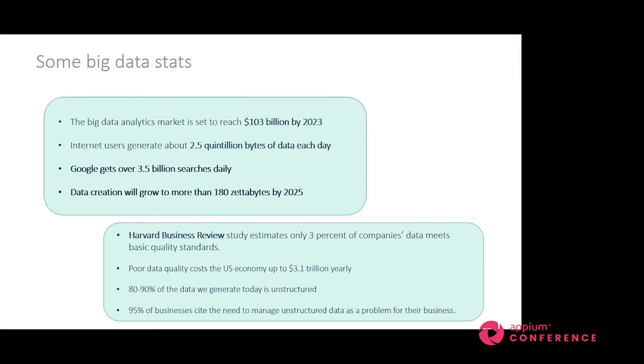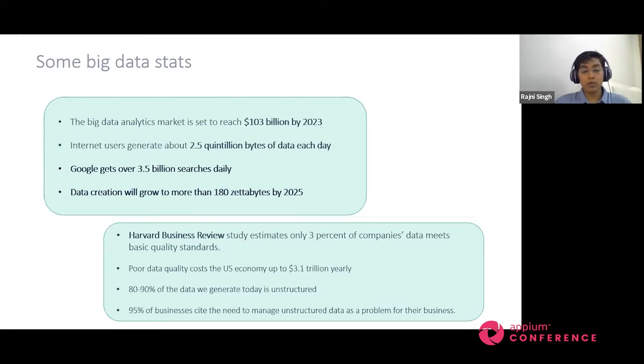And then, with this data, bad quality data, what are the implications and how can it impact you? Based on the Harvard Business Review, the study estimates that only 3% of companies will meet the basic quality of data standards. And you can see that 80 to 90% of the data we generate today is unstructured. And 95% of businesses need to manage unstructured data as a problem of the business.